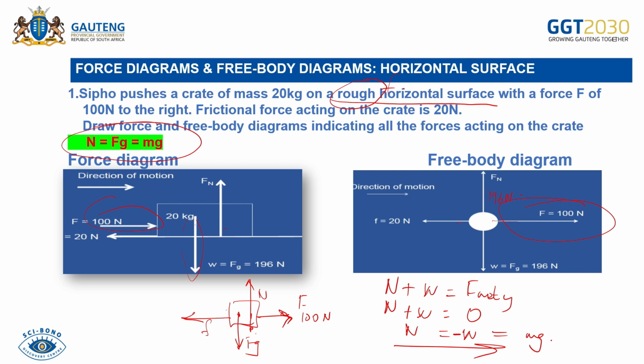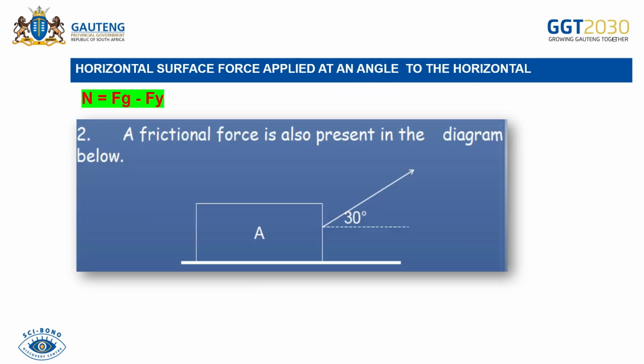Object stationary, right? Object pulled with a horizontal force of 100 newtons, for example, your normal force is still what? Mg, okay, or equal to Fg there, right? Then let's look at this scenario. You have a force that is applied at an angle to the horizontal, right?